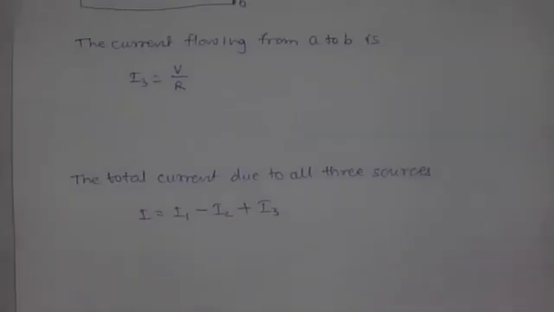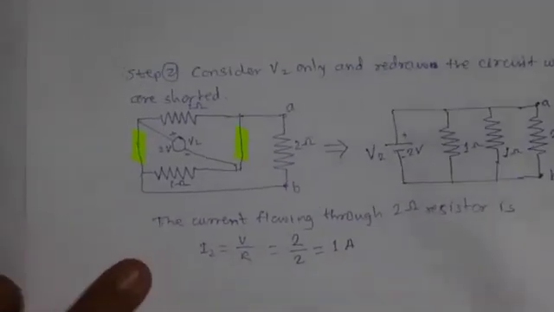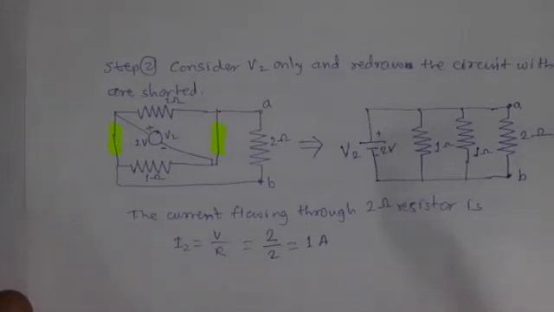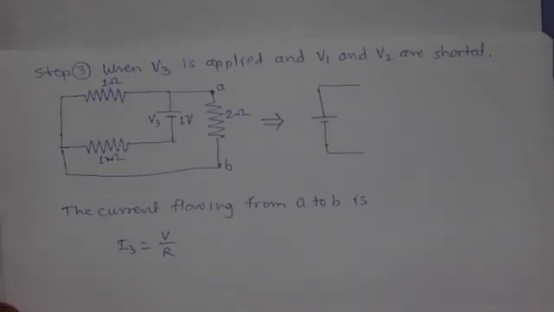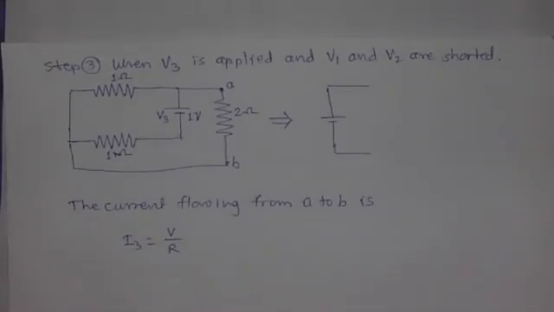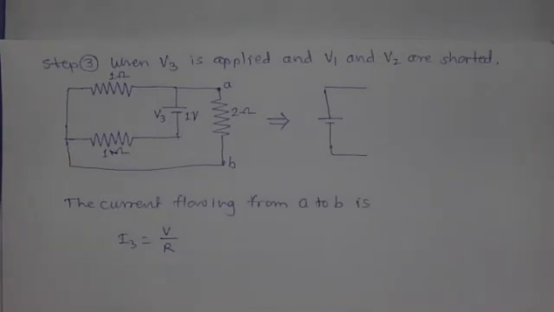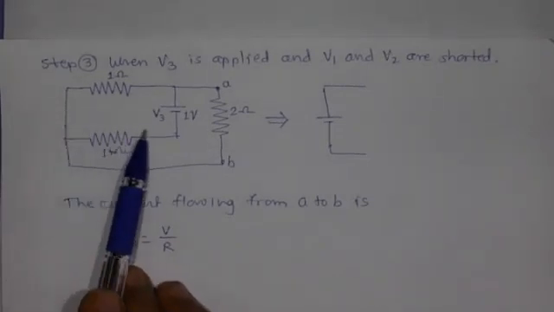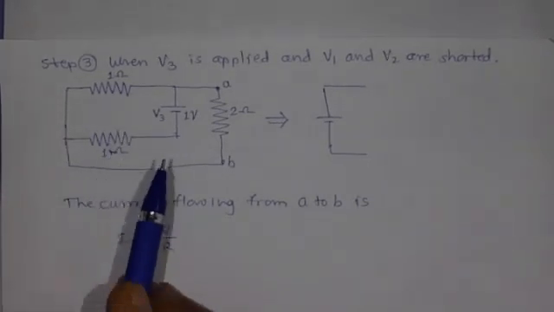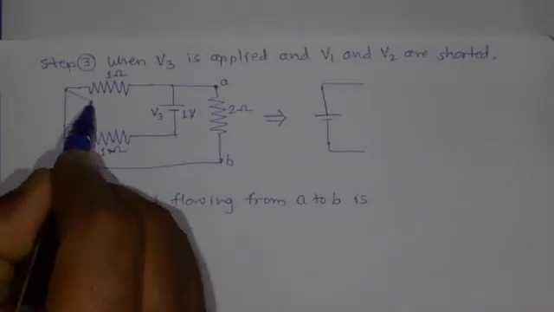Then the third condition: we have to find another current value. Here this current value is represented as I2, and the third current we have to find is by using the superposition theorem. In this case only the third supply is applied, and V1 and V2, these two, are shorted. Now here it is short circuited.